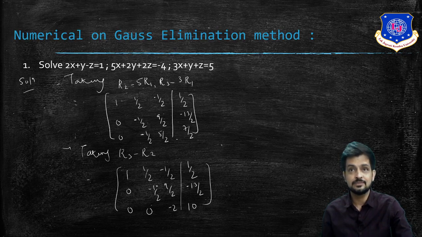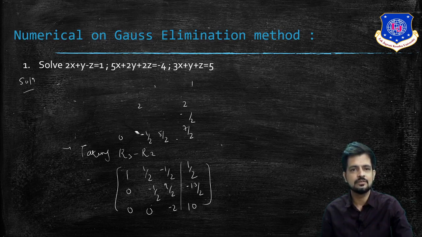Now this has been converted into upper triangular form. You can see this is upper triangular form, and then at last we have to use back substitution. By using back substitution, you will get the values of the unknown variables x, y, and z by making three different equations. So using back substitution, I can write minus 2z is equal to 10. What will be my value of z? So z will be minus 5.